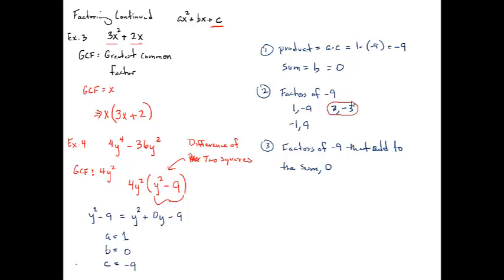So it works. You always want to make sure it works. The product is negative 9. 3 times negative 3 is negative 9. And you always want to make the sum work. 3 plus negative 3 is 0. Good. So the factors of negative 9 that add to 0 are 3 and negative 3.